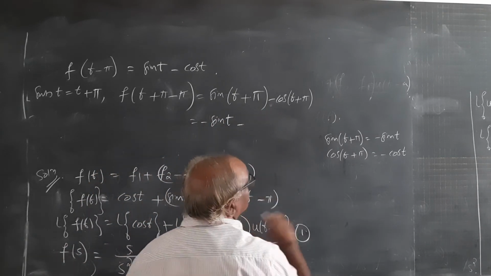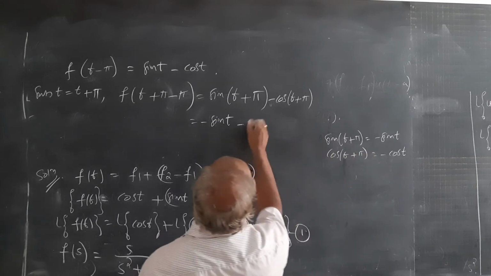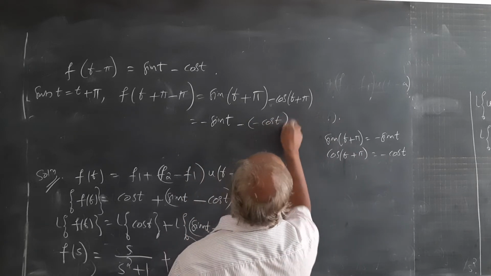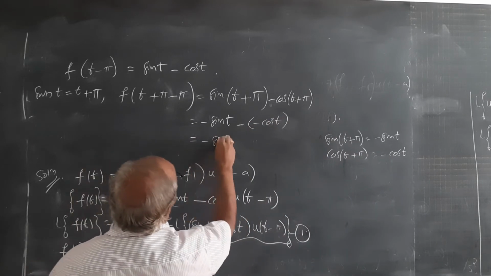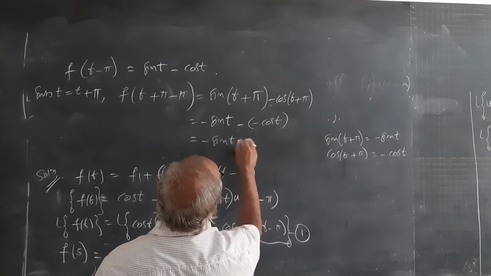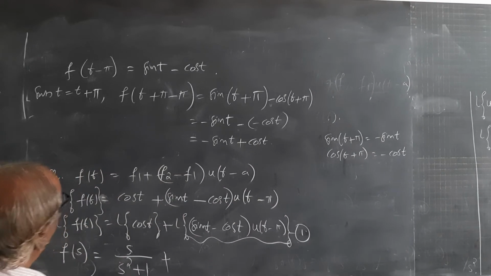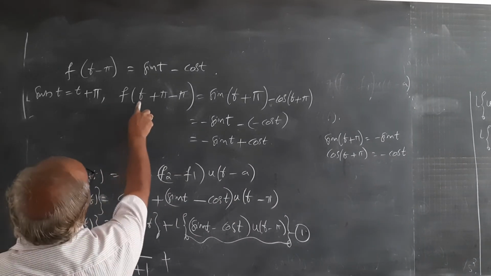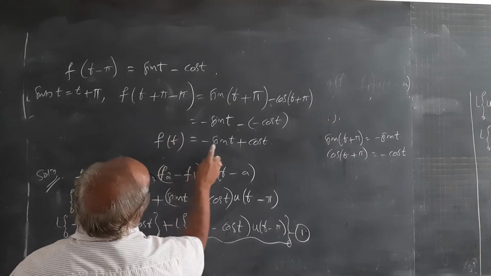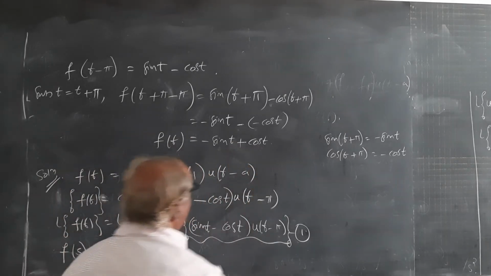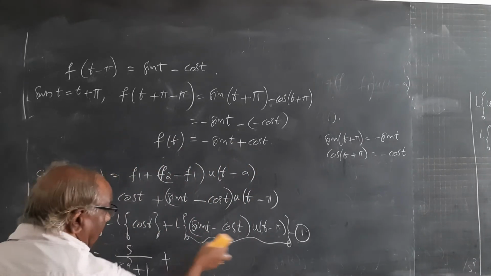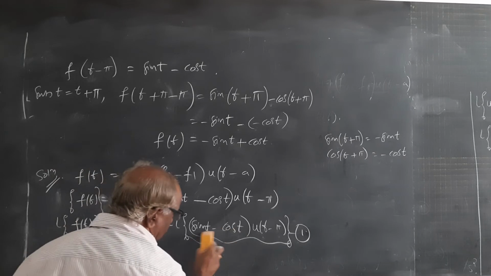Minus, write that as it is. What is cos of t plus pi? Minus cos t. So this is minus sin t, two minuses, that is plus cos t. So therefore, what I got is f of t equal to minus sin t plus cos t. I have to find L of this.